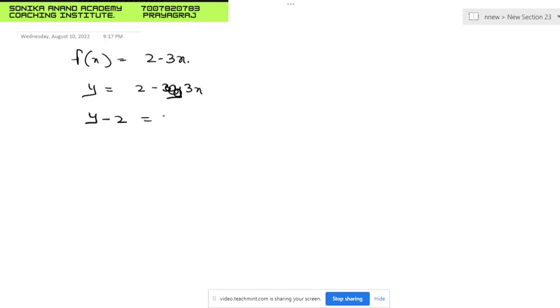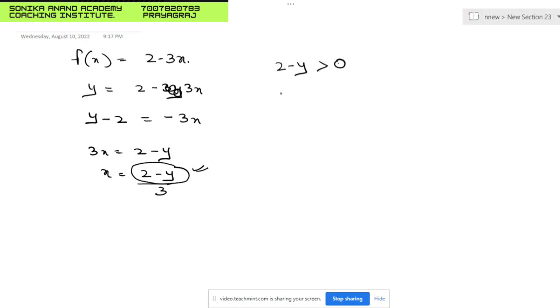So y minus 2 is equal to minus 3x. So 3x becomes 2 minus y. Okay, Hitika? So the value of x becomes 2 minus y over 3. Clear? So from here, we consider only the numerator. Now there's no under root, so we will take 2 minus y must be greater than 0. Whenever we have under root, then we write greater than or equal to.